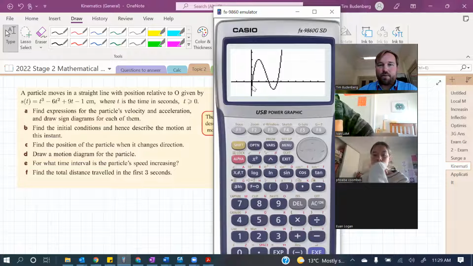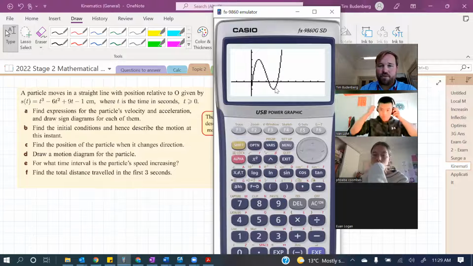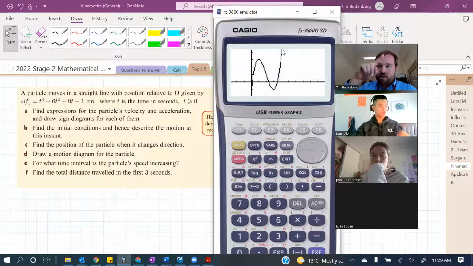As it goes up, the particle is moving to the right. Then it stops, moves back towards the origin, passes the origin, goes to the left of the origin, stops, turns around, goes right, away, and just keeps going off into the distance. That curve is a story of where the particle is in relation to the origin.